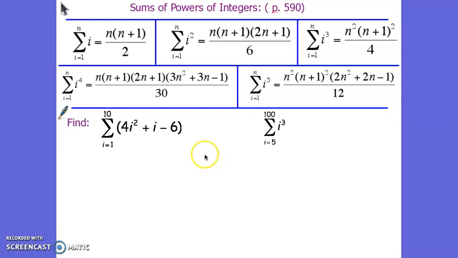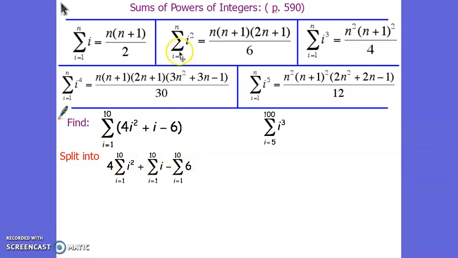Well, combined with a couple of other shortcuts that we have, we can use these formulas anytime that our summations look like a polynomial. So you'll notice down here we've got 1 through 10 of 4i squared plus i minus 6, right? The summation of all of those terms. So I'm going to use a couple of shortcuts that we've learned previously. I'm going to separate my summation. I'm going to take the sum of the 4i squareds, and at that same time I'm going to factor out the 4. I'm going to take the sum of the i's in the middle, and I'm going to take the sum of the negative 6's on the right.